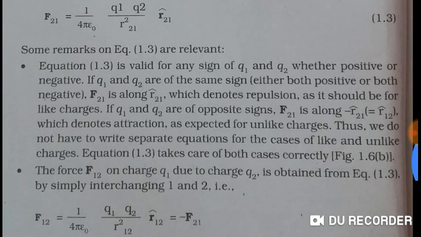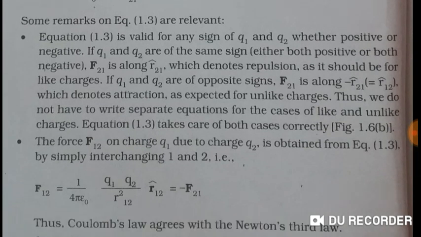Some remarks on equation 1.3 are relevant. Equation 1.3 is valid for any sign of q1 and q2, whether positive or negative. If q1 and q2 are of the same sign, either both positive or both negative, F21 is along r21 caret, which denotes repulsion, as it should be for like charges. If q1 and q2 are of opposite signs, F21 is along -r21 caret = r12 caret, which denotes attraction, as expected for unlike charges. Thus, we do not have to write separate equations for the cases of like and unlike charges. Equation 1.3 takes care of both cases correctly.